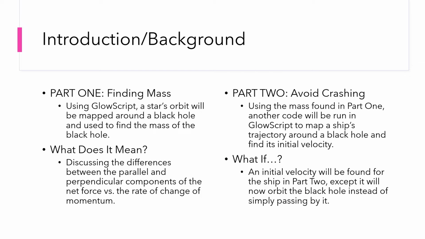In part 1, we will be using GlowScript to find the mass of a black hole based on a star's orbit that will be mapped, and then we will be discussing the differences between the parallel and perpendicular components of the net force versus the rate of change of momentum. In part 2, we are pretending that we are a spaceship and we need to find an initial velocity that will allow us to go around the black hole without crashing into it or the planet. And in part 3, we will be doing almost the same thing, except finding an initial velocity that will allow us to orbit the black hole, not just pass by it.